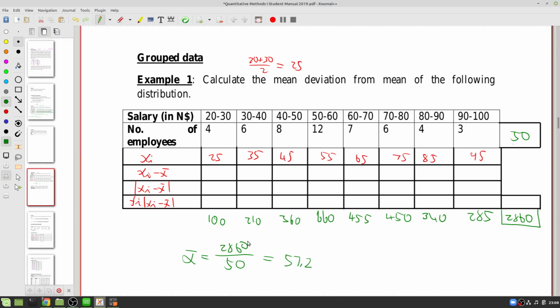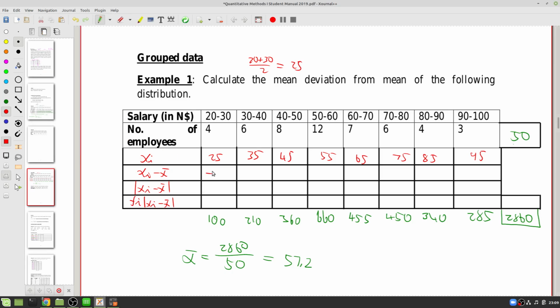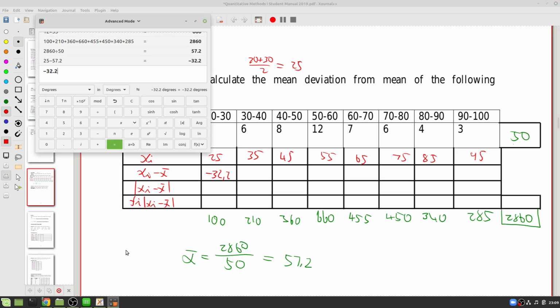All right. Now let's get back to our red column, our red table. So now we have to do 25. So xi minus x bar. X bar is 57.2. So 25 minus 57.2. That's negative 32.2. And we'll see there will be a pattern.